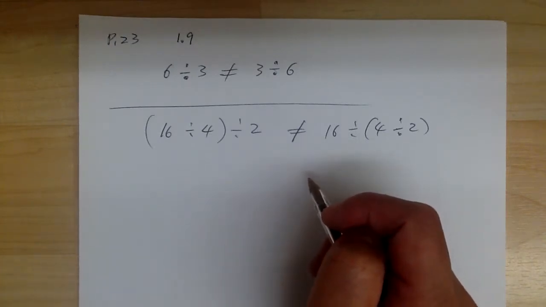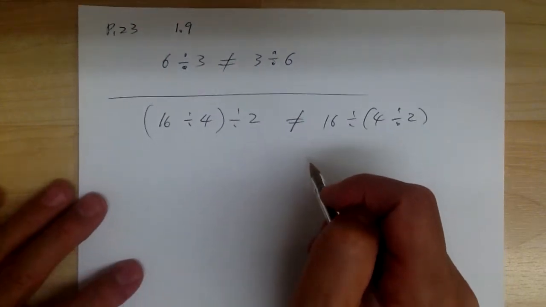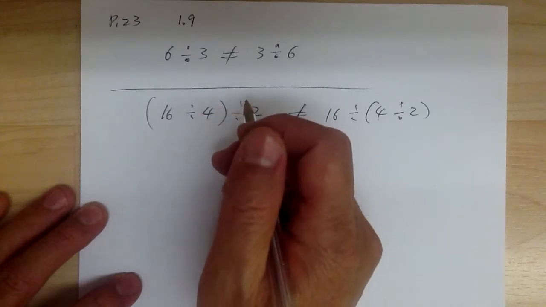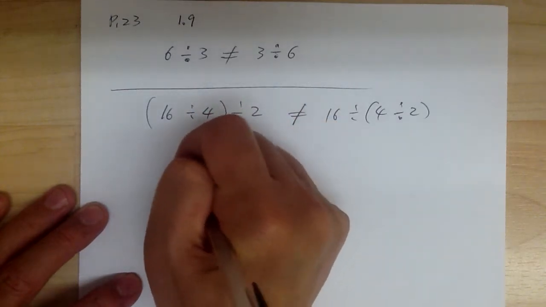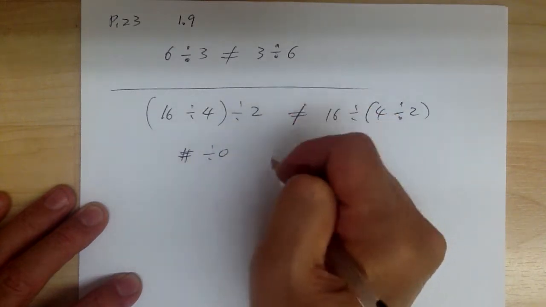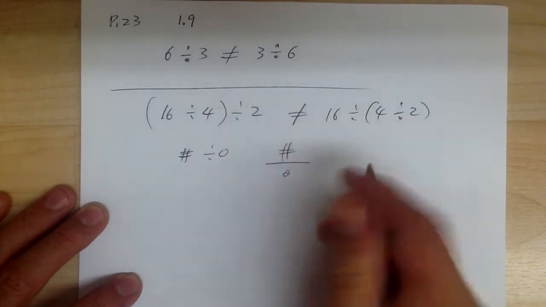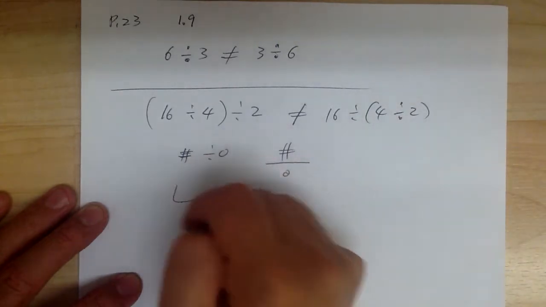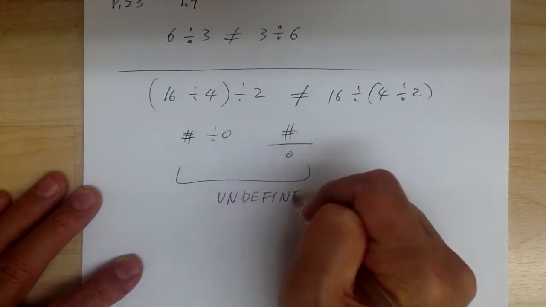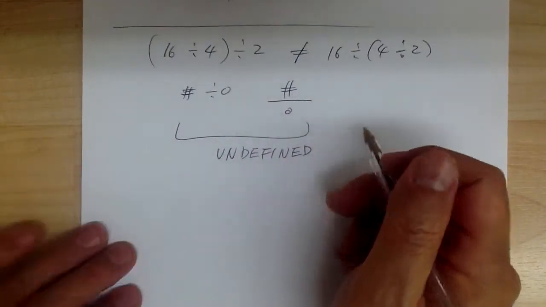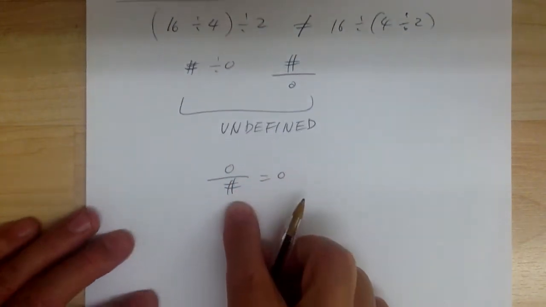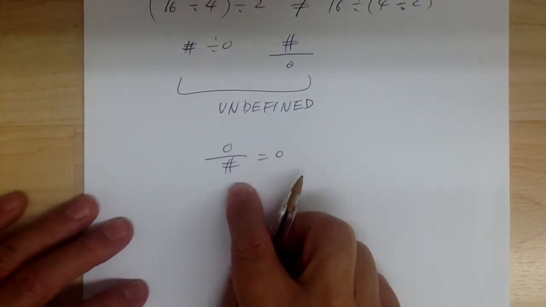So let's go over how to do some of the division. By the way, you cannot divide by 0. Any number divided by 0 is undefined. Cannot do that. Other than that, if you have 0 over a number, then this is equal to 0. That's something you need to know.